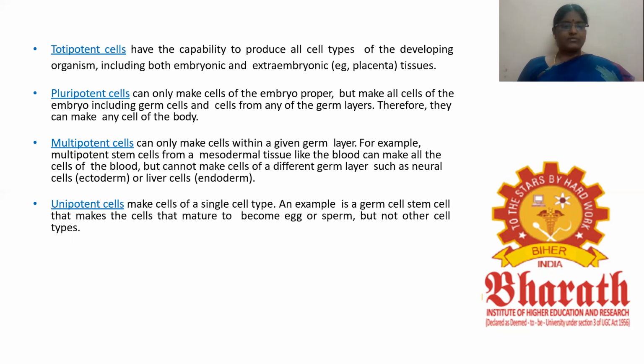So from the name itself we can see unipotent means it has a unique cell property. It can make cells of a single cell type. A major example for the unipotent cell is a germ cell stem cell, which makes the cells that mature to become egg or sperm, but not other cell types.